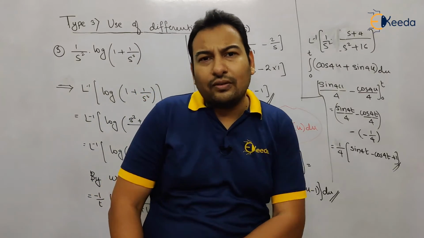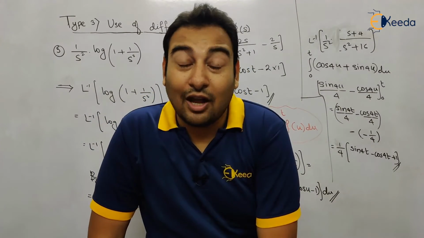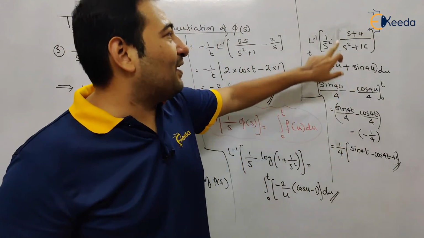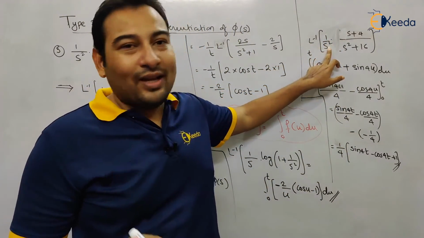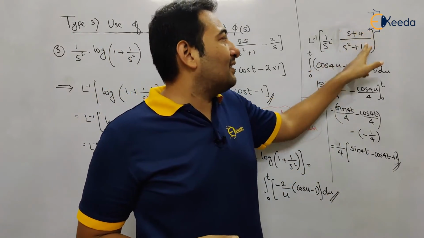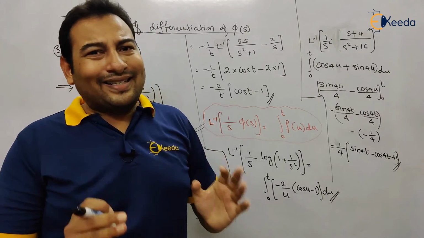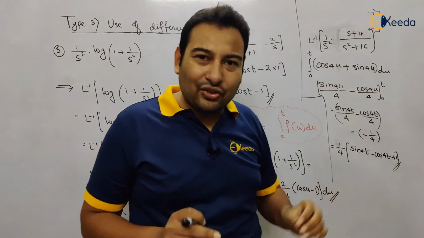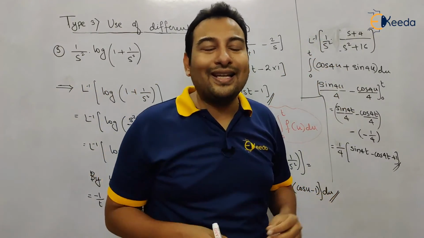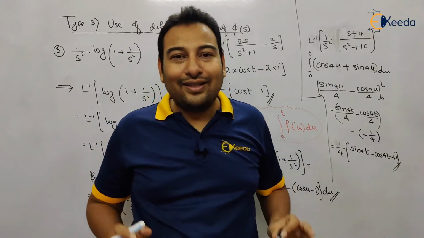And what is the next option? Obviously, you can go ahead with the convolution. How does convolution come in? Very simple. 1 upon s square, you consider it as phi 2 of s, and you consider this as phi 1 of s. With phi 1 of s and phi 2 of s, you can go ahead with convolution also. But simply, if it is 1 upon s square, I'll prefer to go with the double integration. Hope this is clear. That's it. Done with it. Thank you.